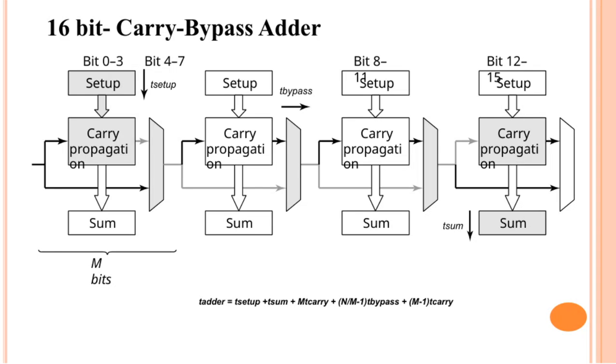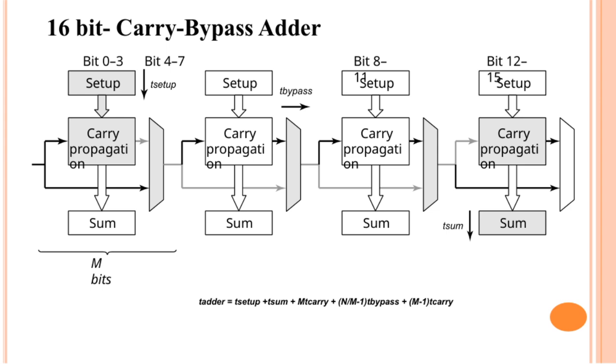Here, we're looking at a 16-bit carry bypass adder and analyzing the timing aspects involved in its operation. The key components affecting the overall delay are the carry propagation, setup time, and sum generation. The adder is divided into smaller blocks, each handling m bits. For example, bits 0 to 3 form one block, bits 4 to 7 another, and so on up to bit 15. Within each block, the carry must propagate through the bits, which takes a certain amount of time, represented here as t_carry. Each bit also requires a setup time before the sum can be computed.